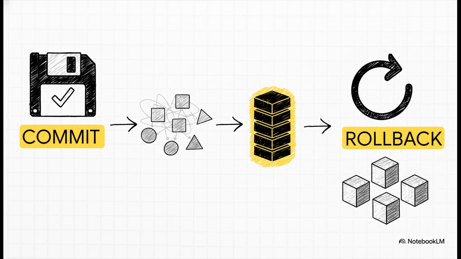Think of commit like hitting the master save button. It makes all the changes in your transaction permanent. And rollback? That's your ultimate undo button, wiping out everything you did since your last save. It's a simple concept, but it has the power to prevent some absolutely catastrophic mistakes.